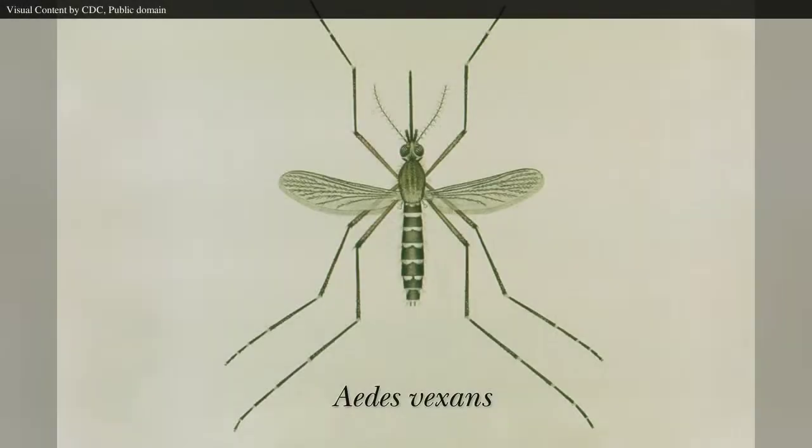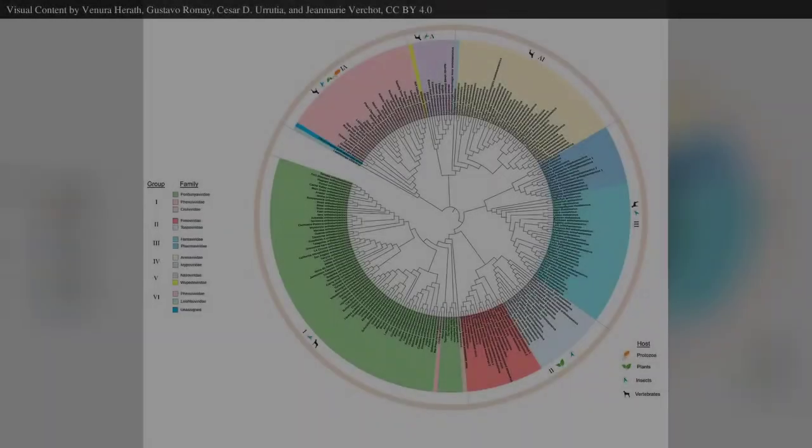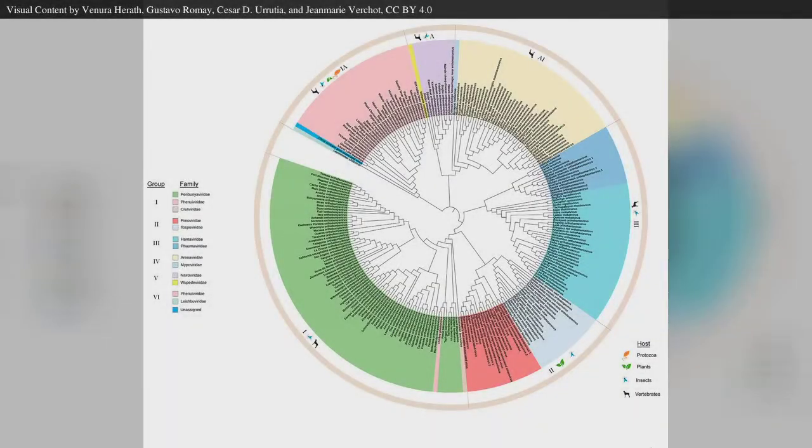The virus is transmitted through mosquito vectors, as well as through contact with the tissue of infected animals. Two species of mosquitoes, Culex tritaeniorhynchus and Aedes vexans, are known to transmit the virus. The virus belongs to the Bunyavirales order. This is an order of enveloped negative single-stranded RNA viruses.